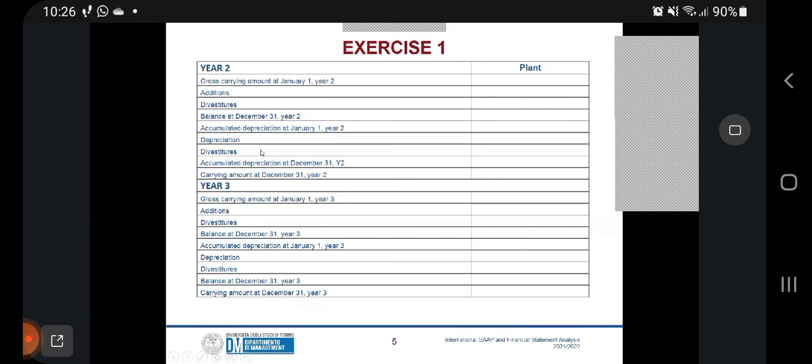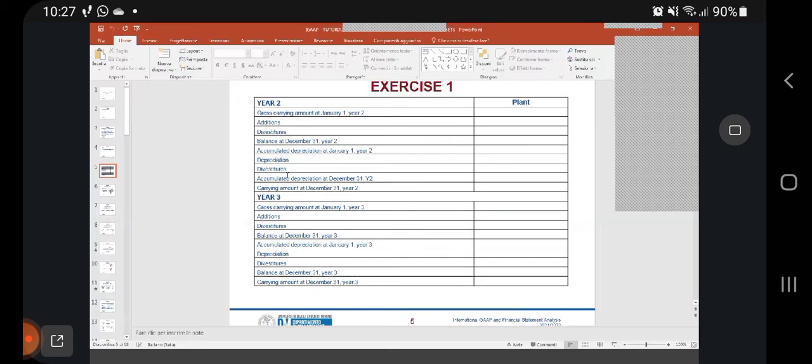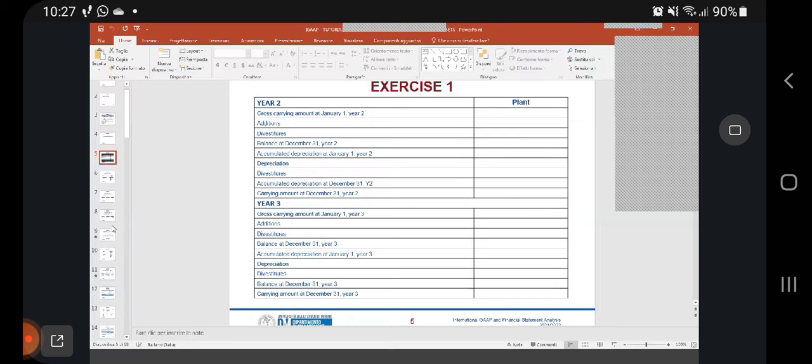Okay, now the question is for you. Which is the net carrying amount at the 31st December year 3? No idea? 168,000. Okay. Let's check it together.